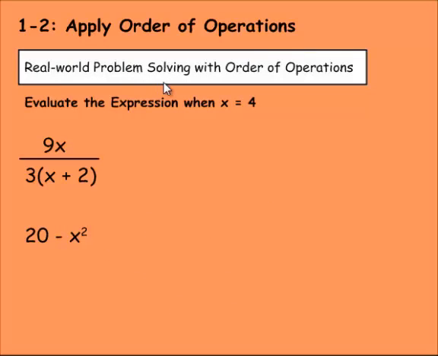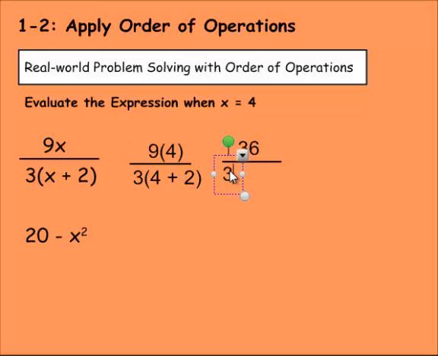Let's look at ones with variables then. We have evaluate the expression when x equals 4. So we need to plug in x as 4 for each one of these problems here. So let's just rewrite these problems first. We have 9 times 4 over 3 times 4 plus 2. And we'll put a line in there. So 9 times 4 would give us 36 on top. Then we have 3 times 4 plus 2. So 4 plus 2 would be 6. So 3 times 6 would be 18. So that gives us 36 over 18.